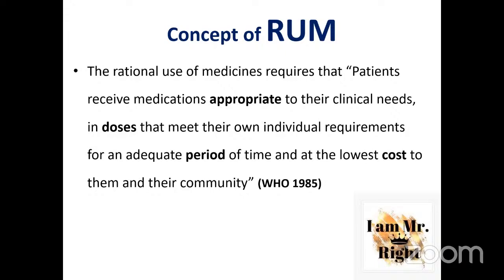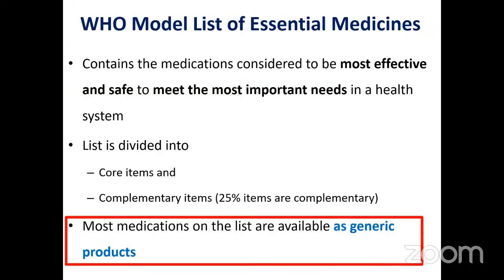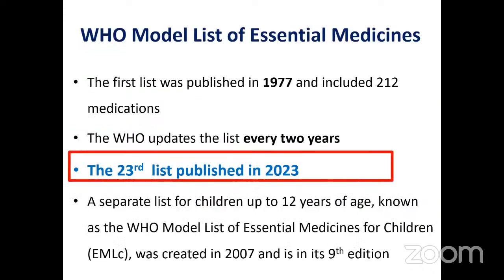And the most important, because in developing countries the cost factor becomes the limiting one, is that at an affordable cost, then it becomes rational therapeutics. So rational use of the medicine is essential, with use of the essential medicine list, which was first framed by the WHO in 1977. The latest, the third list, has been published in 2023.